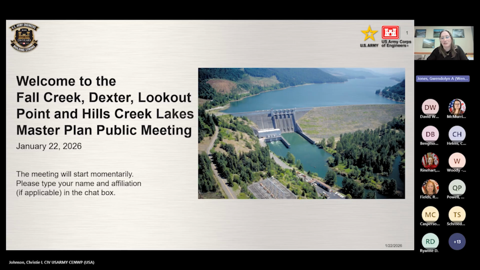I'm a biologist with the Portland District Office, and we are here today for the master plan meeting for Fall Creek, Dexter, Lookout Point, and Hills Creek Lakes.